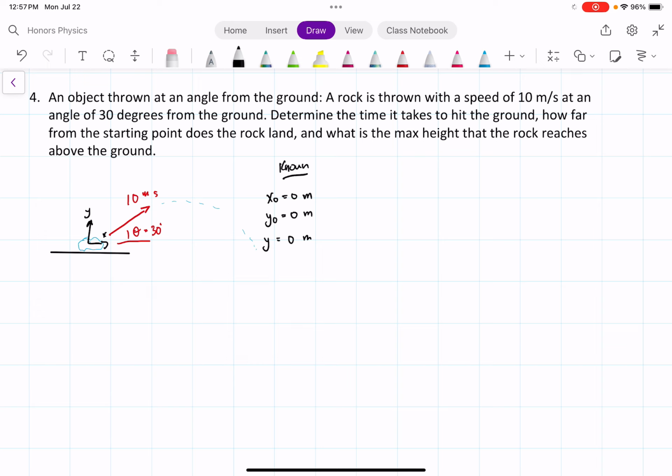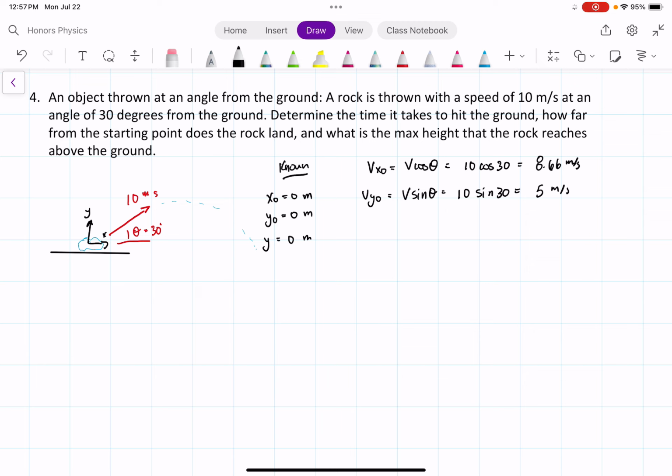To do that, we have Vx naught equals v cosine theta, which is 10 cos 30, which equals 8.66 meters per second. And then we do the same for y, but we have v sine theta, and it's going to be 10 sine 30, which is 5 meters per second.